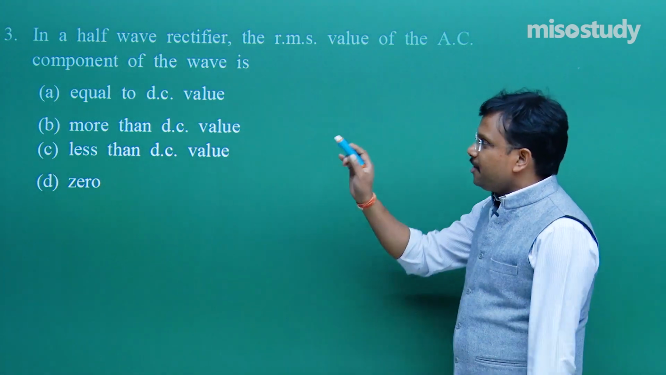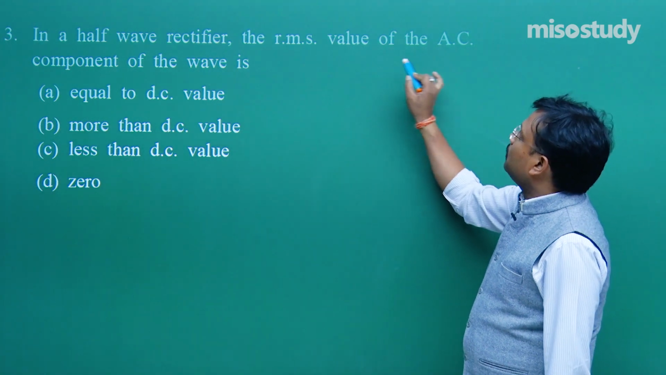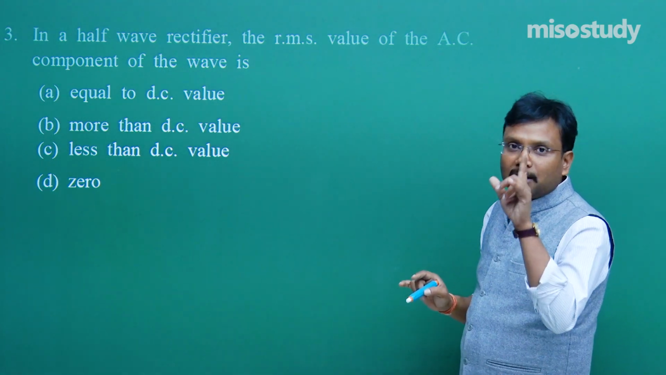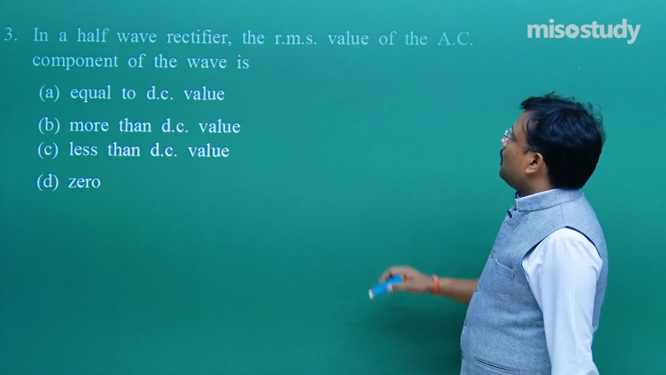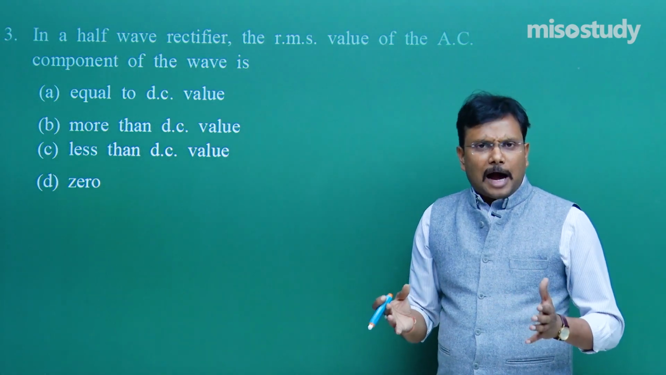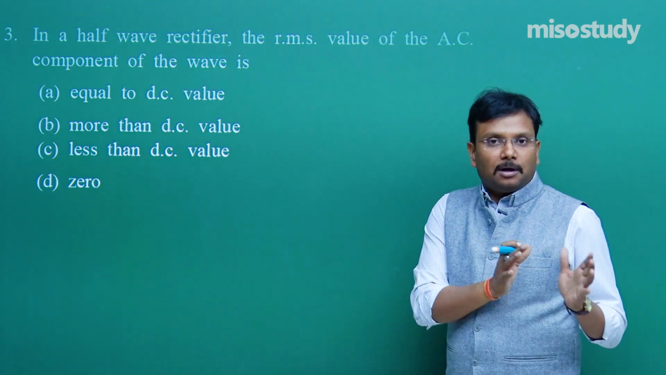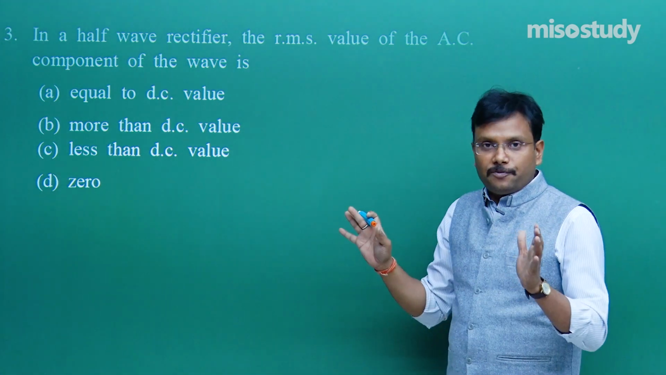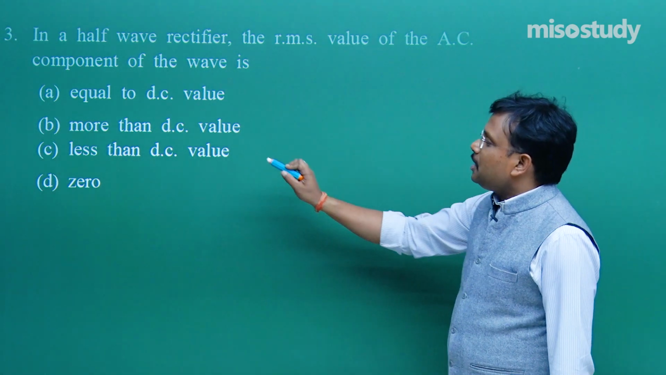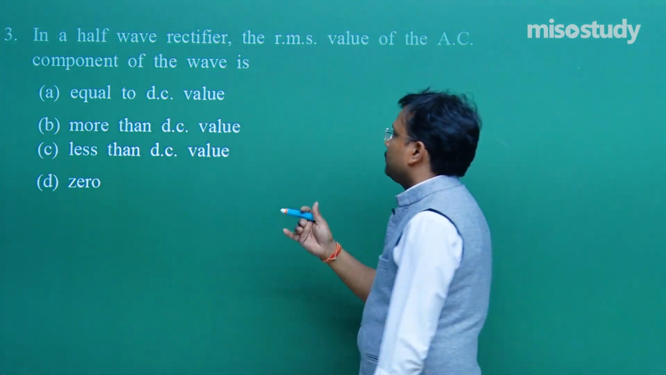Fine. So in a half wave rectifier, the RMS value of the AC component of the wave is equal to, more than, or less than... Obviously my half wave rectifier is providing me a DC output, and what about its value vis-a-vis the AC component, that we exactly want to find out. Now there are various types of losses, ripple factor and all this, which we explained properly. So I hope you have that idea, because you are regularly watching these videos. So here we can say the RMS value of AC is more than the DC value. You will say why? Okay, so first I will write down why.